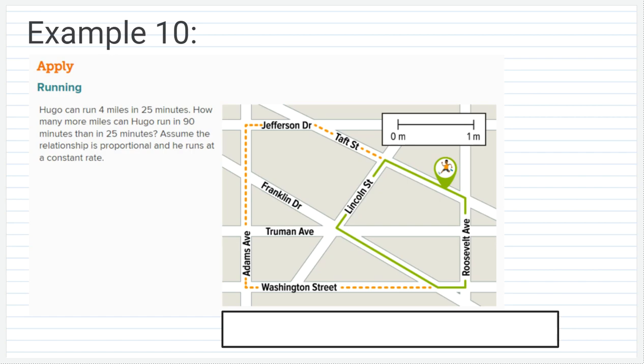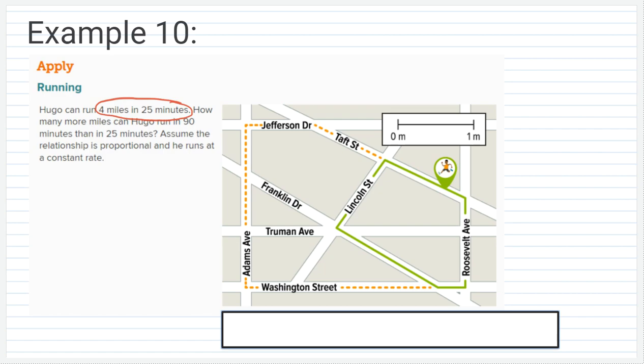So the first thing we need to do in this problem is figure out what his unit rate is, right? What is this constant rate that he's running at? So essentially your k value, the constant of proportionality. So looking at the initial information that's given to us, we're going to go through and figure out our equation.